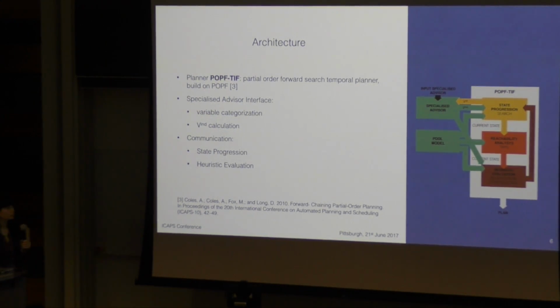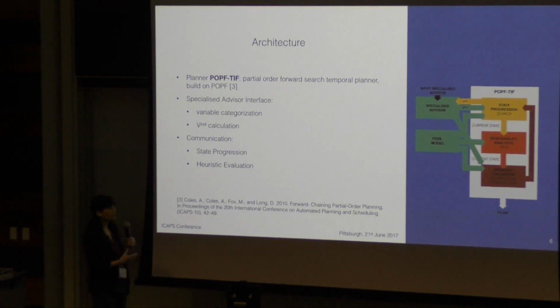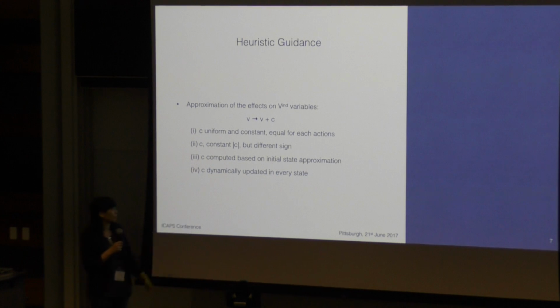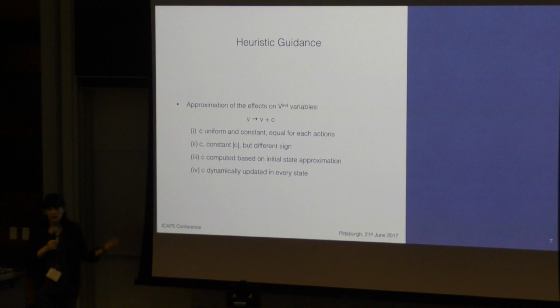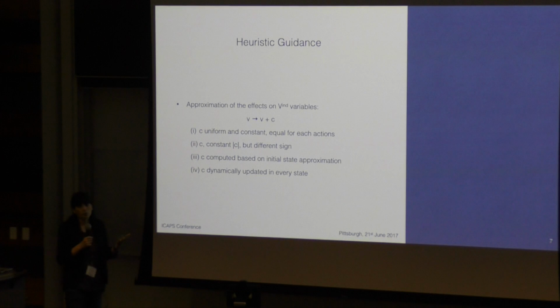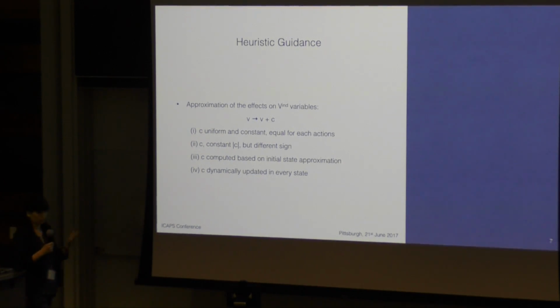So now we want to take some information from the specialized advisor that we can exploit in the heuristic evaluation. So what we can do is approximate the effects on the indirect variables. And the simplest effect that we can think of is a linear approximation of the effect. And we consider different approximations. We start from a very simple approximation where all the actions have a uniform constant increase or decrease on the indirect variables. And this obviously is not very realistic, but we consider it only for comparison.